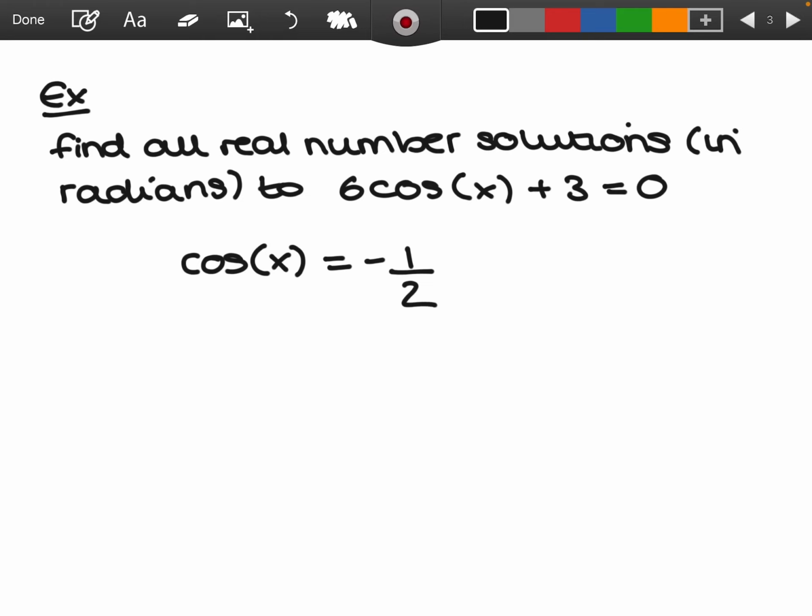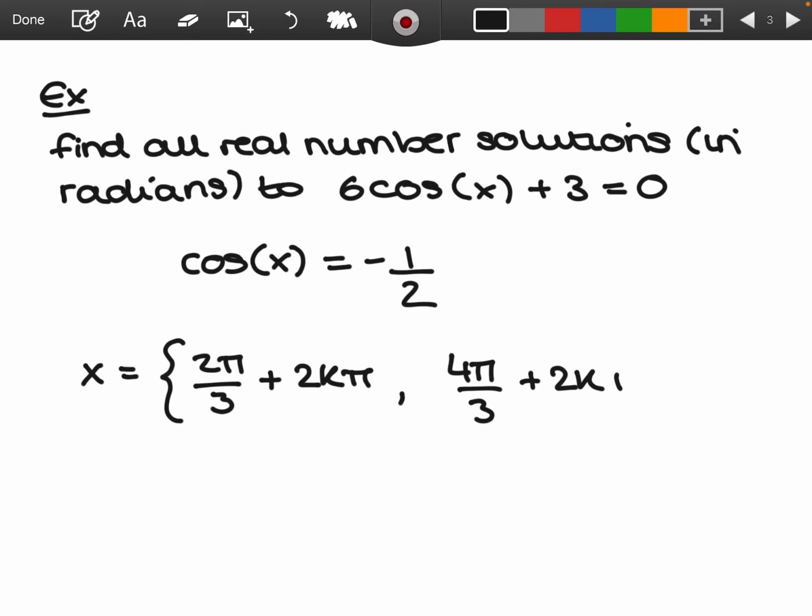So which angles in radians in my first wrap of my unit circle have an x coordinate, a cosine value, of negative 1/2? Well, it turns out that those values are 2 pi over 3 and 4 pi over 3. They're in quadrant 2 and 3 respectively. And again, every angle that is coterminal to those angles also satisfies that cosine of that angle is negative 1/2. So we add every integer multiple of 2 pi to each of those angles, and that gives me all real number solutions in radians to my equation.